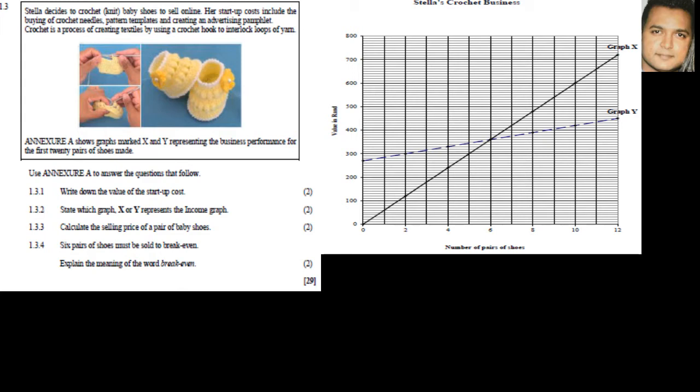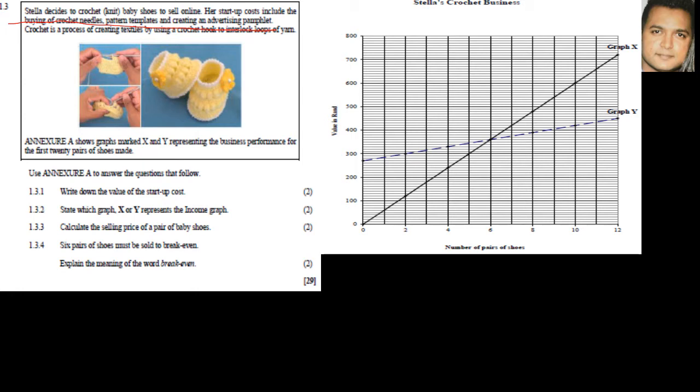Okay, so let's look at 1.3.1. Write down the value of the startup costs. So startup costs are mentioned at the top, in the second line, where it's the buying of the needles, the pattern templates and advertising pamphlets. So there is a cost incurred in order to start a business. Remember, there's no information given on this question, but we go to the annexure, and we know that you need money right at the outset. That means we have to spend some money.